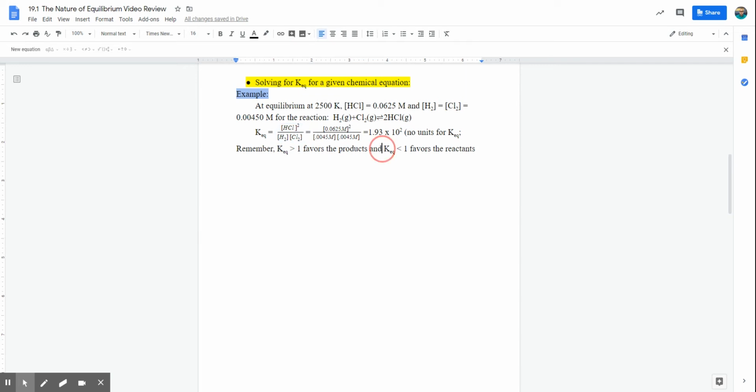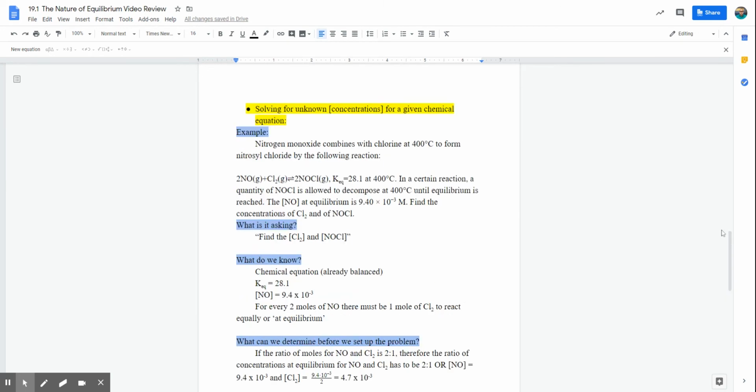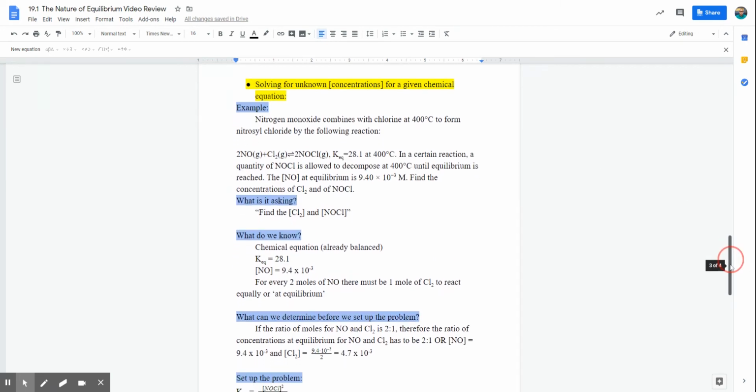then you would notice that your KEQ would be less than 1. So that means that the reactants would be favored. So in this case, just make sure that you understand what an equilibrium constant greater than 1 and an equilibrium constant less than 1 means. Moving on to the last little bit, this is solving one of the problems that was homework last week. So I'm going to use it as my example.